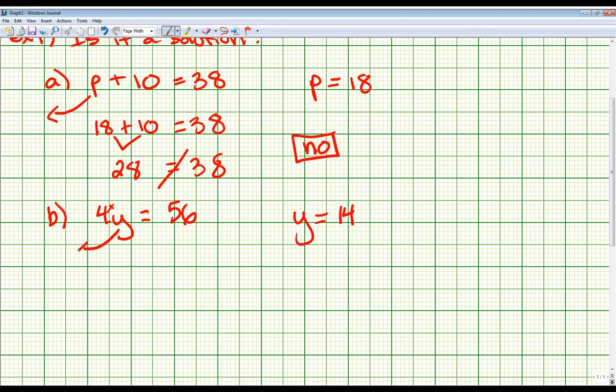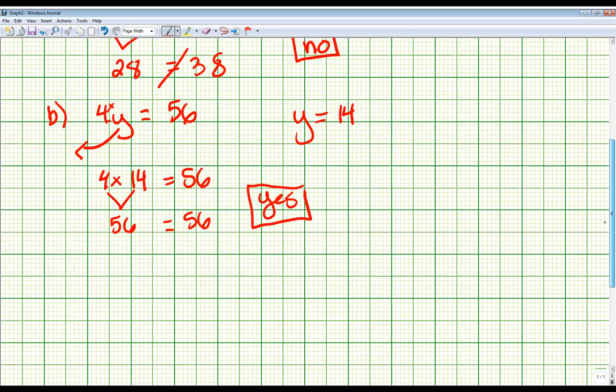So I'm going to take the y out of the equation and rewrite this with a 14 in its spot instead. So I have 4 times 14 equals 56. So now we have to do this math work, 4 times 14, and see if it does equal 56. And 4 times 14 does, in fact, equal 56. So instead of putting a slash bar through the equal sign, I'm going to keep it just a regular equal sign, and then I'm going to say yes. This is a solution to this equation.